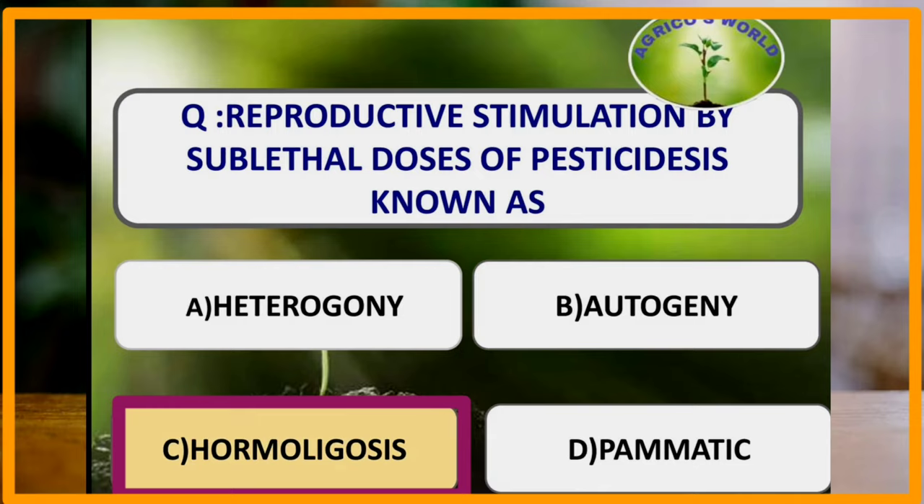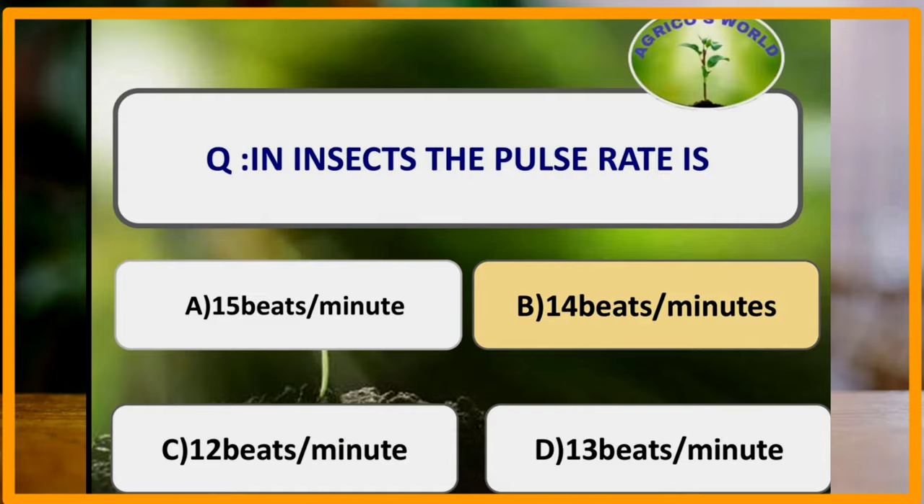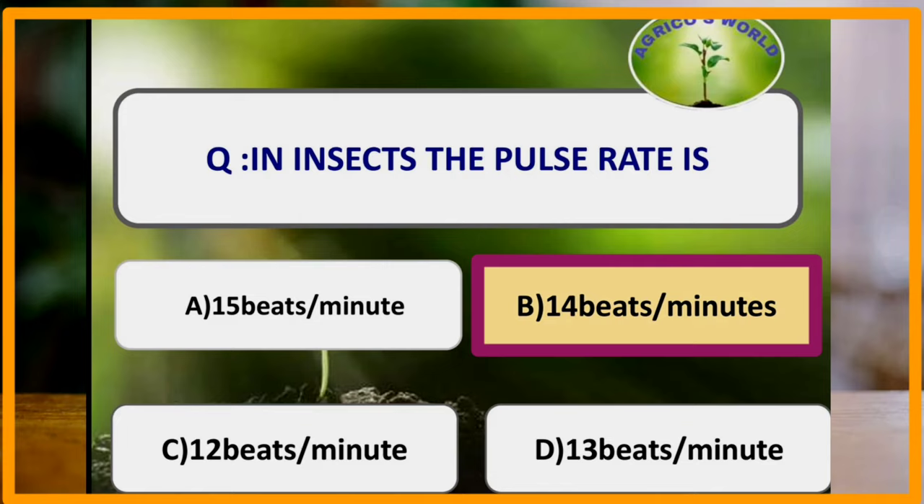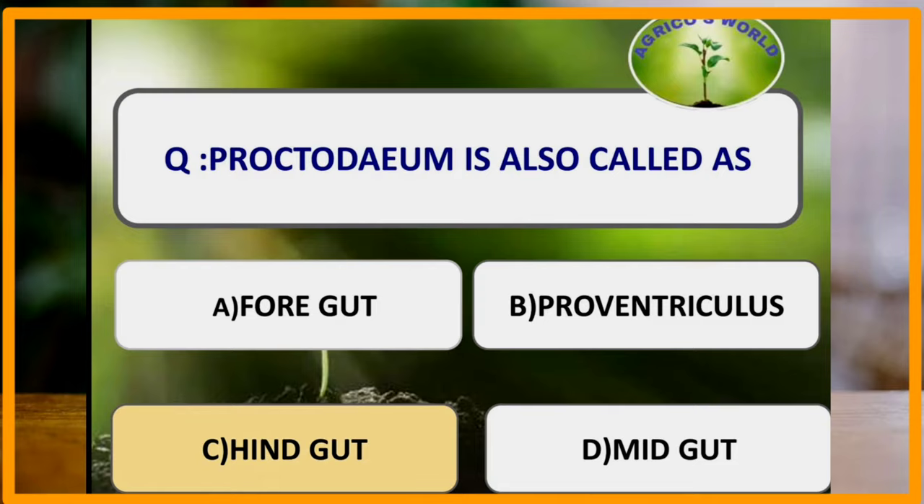In insects, the heartbeat is myogenic and neurogenic. In insects, the pulse rate is how many beats per minute? In insects, the pulse rate is 14 beats per minute. Proventriculus or gizzard is seen in which part of the digestive system? Proventriculus or gizzard is seen in foregut of digestive system. Proctodeum is also known as hindgut.